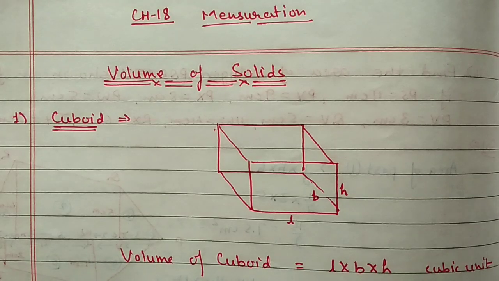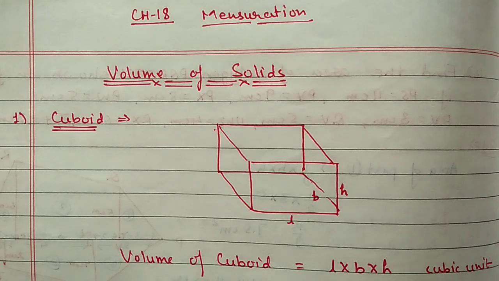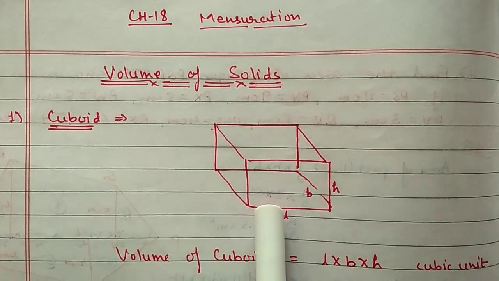Hello students, we are doing chapter number 18 mensuration, and today we will start exercise 18.3. In this exercise you will learn how to find the volume of cube, cuboid and cylinder. So first solid we have cuboid.